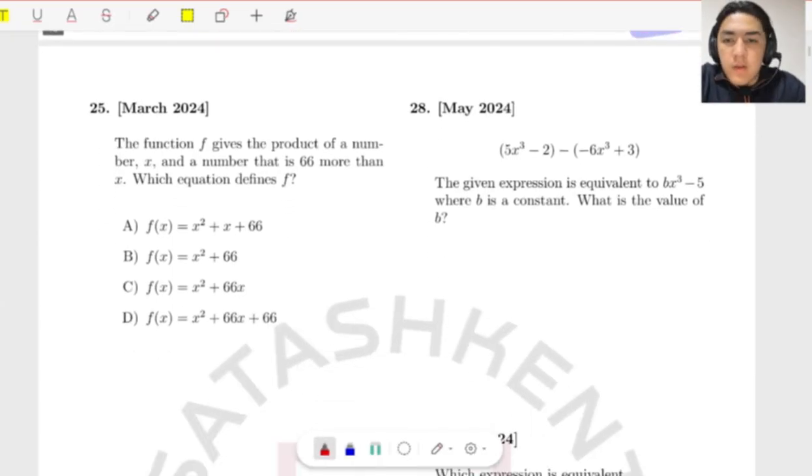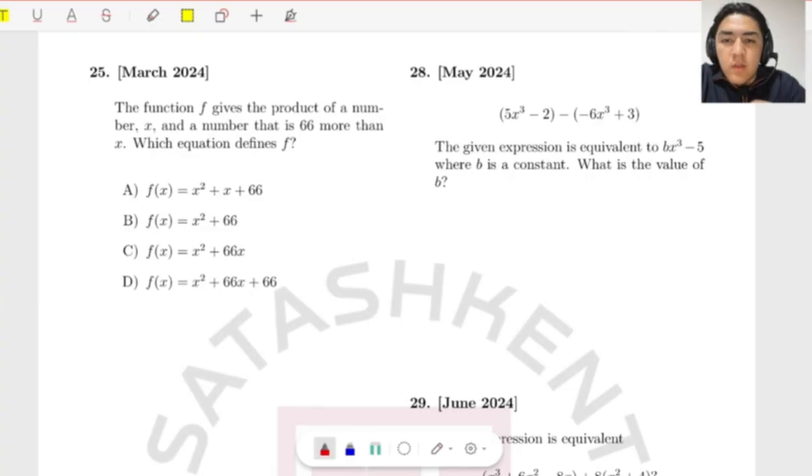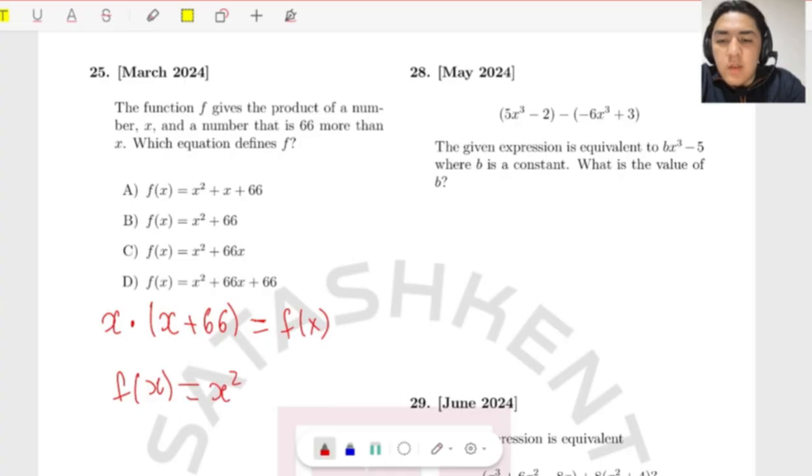Question number 25. The function f is the product of the number x. Product means multiply. And the number that is 66 more than x. It means x plus 66 is my f of x. And if I open the brackets, I will have x squared plus 66x. And the option that is giving me that is C.